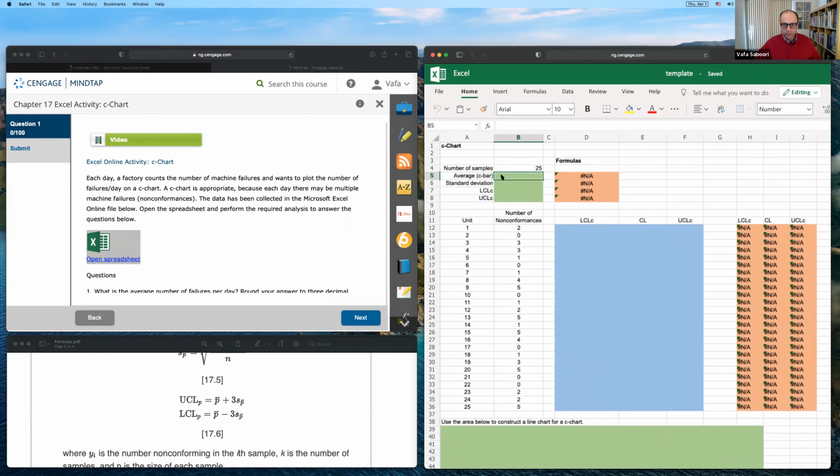Okay, so here I have my number of samples is 25. First I need to calculate the average, C bar, average number of errors. So that would be basically the average function of these values. And then the standard deviation is basically the square root of C bar. So it's going to be SQRT of this value that I calculated. My LCL would be equal to average minus 3 times standard deviation. And my UCL is going to be average plus 3 times standard deviation. Again, in order to get rid of this negative value, I can use that same trick, maximum of 0 and that value, and that returns a 0 here.